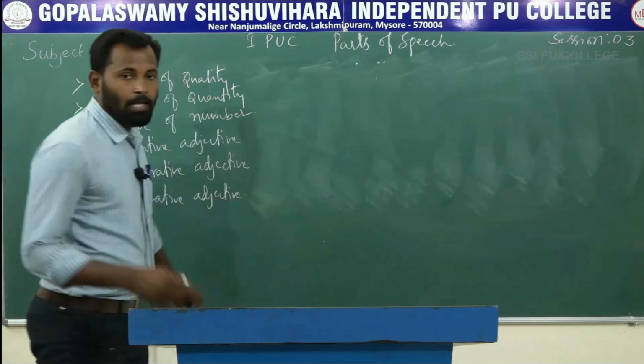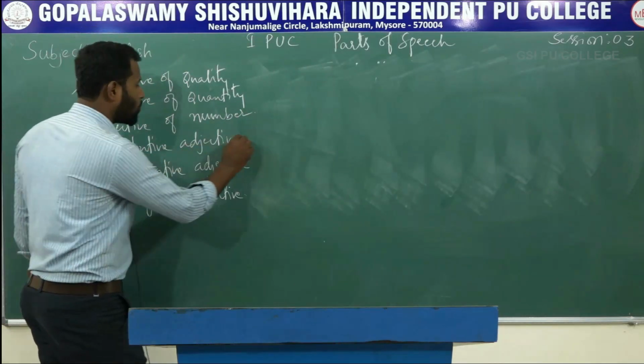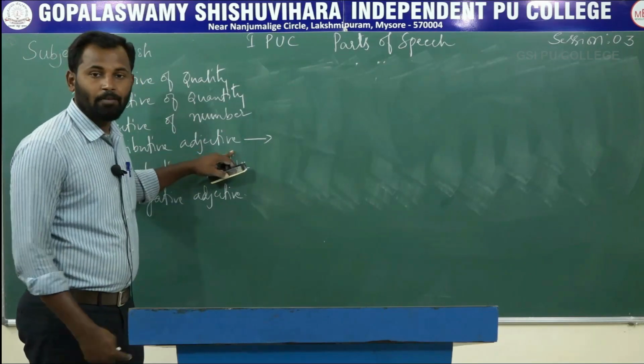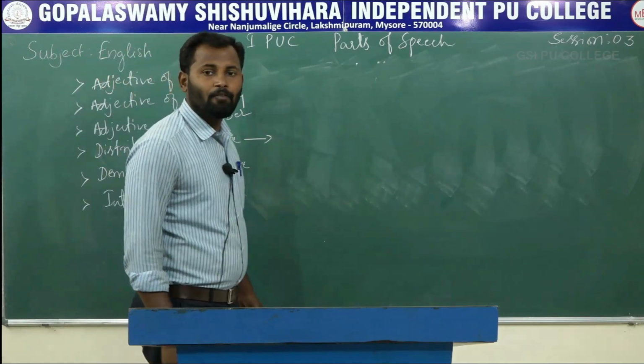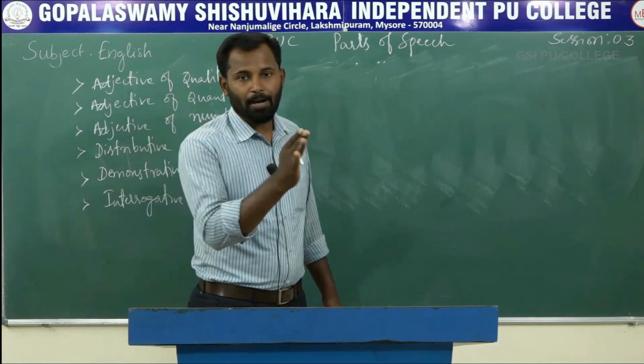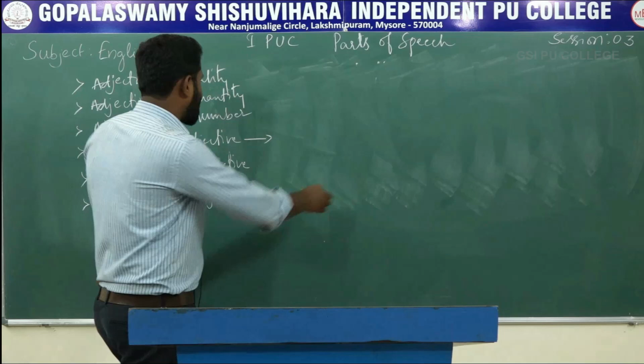Let us now discuss the distributive adjective. So what is a distributive adjective? Distributive adjective is a word used to refer to each and every person separately. Let us see the examples.